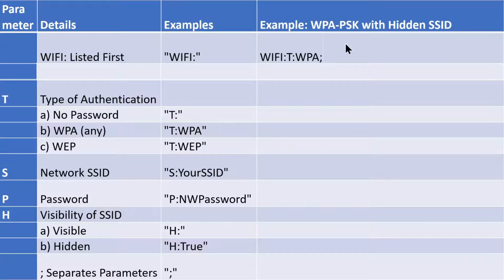WPA. And next will be the parameter for your network SSID, so we just put in S: and the name of the SSID. For the password, it's just P: and the network password. And visibility SSID, since it's hidden, it'll be H: true. That's the character string that you will put into the QR code to authenticate to the network. And notice that the semicolon is used as a separator between each of the parameters.